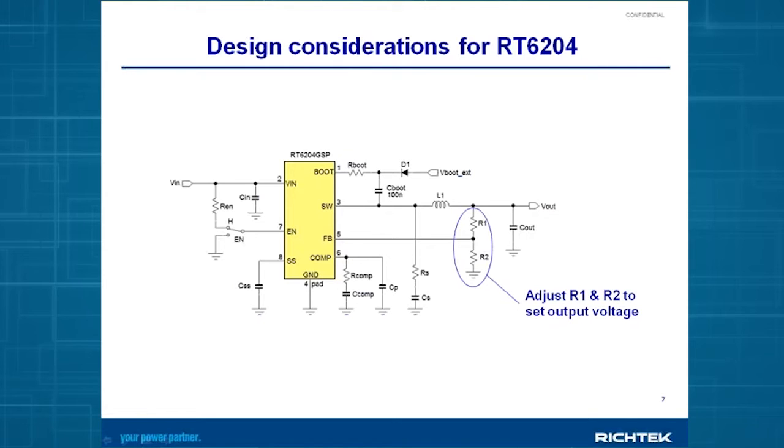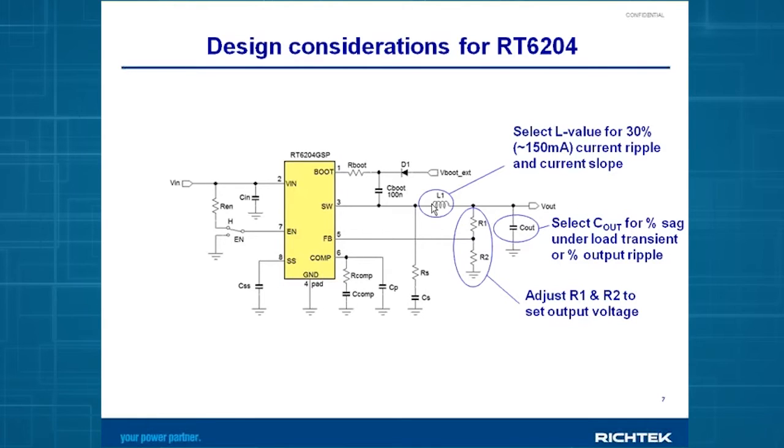0.8 volt reference. The output capacitor is normally selected to choose a certain output ripple or to give a certain load transient behavior, for example, a certain percentage of sag when you do a fast load transient. We have the inductor, and the inductor normally is chosen to provide a 30% current ripple, which is around 150 milliamps, and sometimes the current slope of the inductor needs to be considered in high duty cycle applications. The application note will give you more details how you can calculate this.